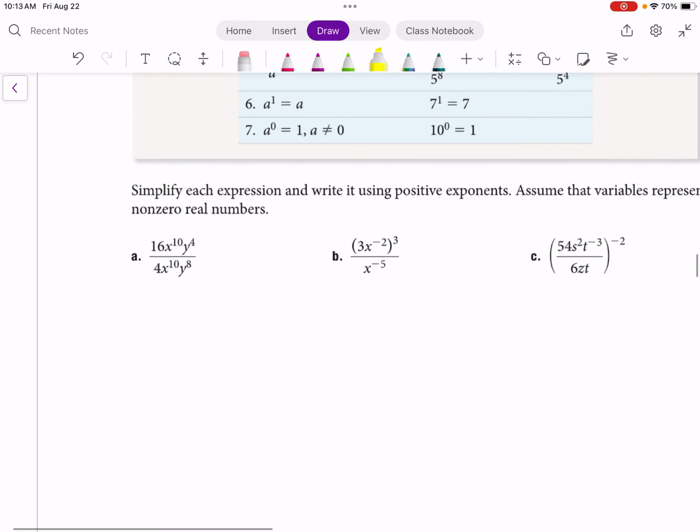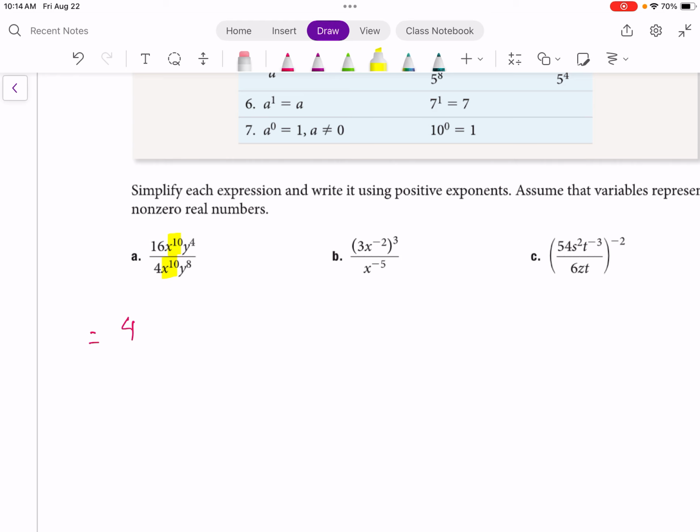Now for part A, we have to simplify. We have 16x to the power 10 times y to the power 4, divided by 4 times x to the power 10 times y to the power 8. We have a 16 in the numerator and a 4 in the denominator. How are these two related? They are both constants, real numbers, and we can divide 16 by 4, which equals 4.